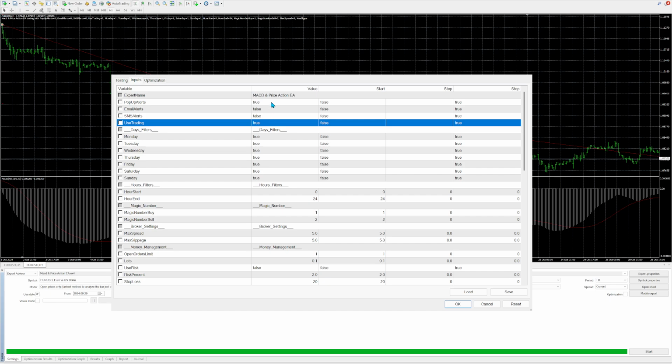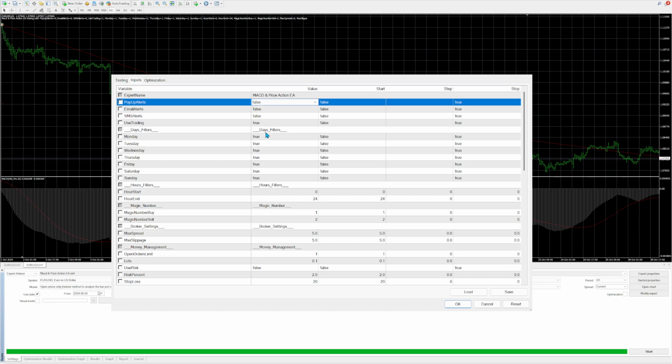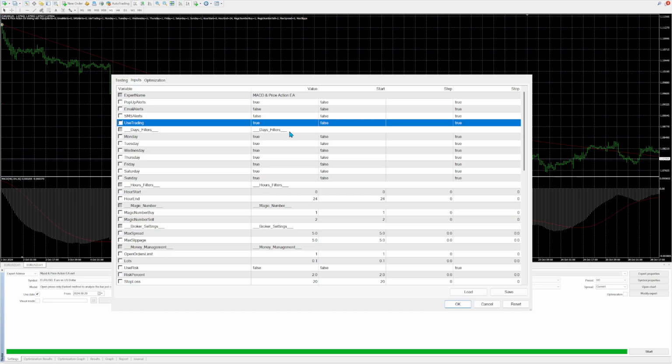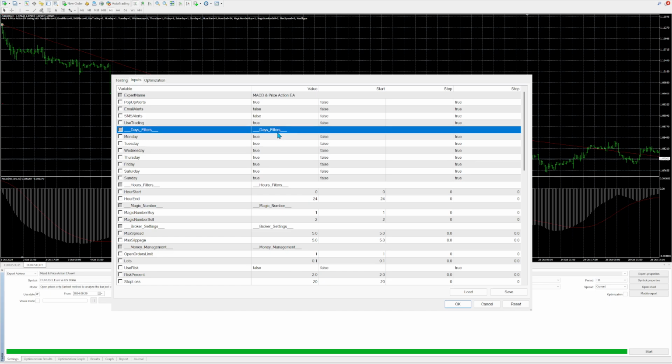You can have alerts off and just have the EA do the trading, or you can have alerts on so you can be alerted when there's been a trade placed, and then just open up your platform when you do get an alert and make sure it is a trade that you do want to take. Okay, days filter is self-explanatory.